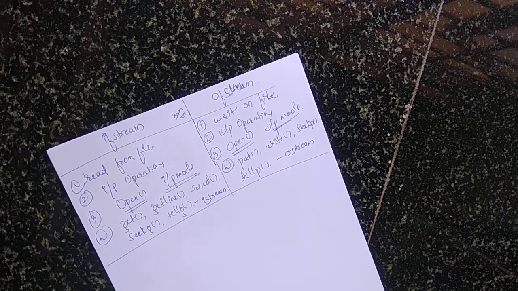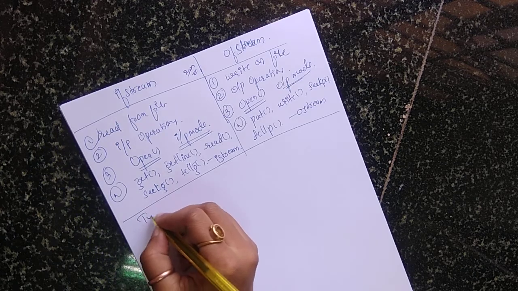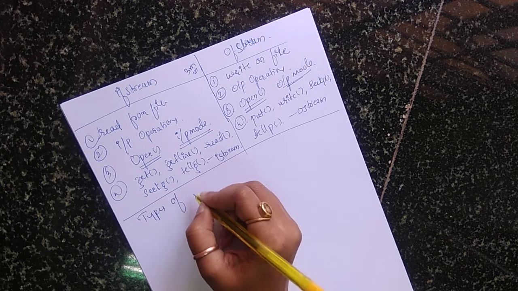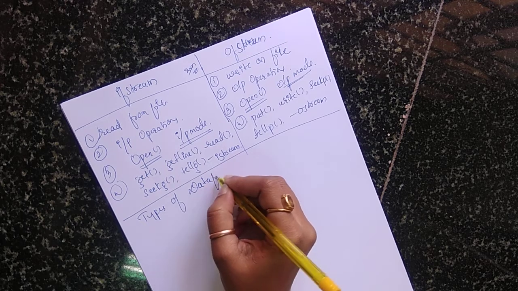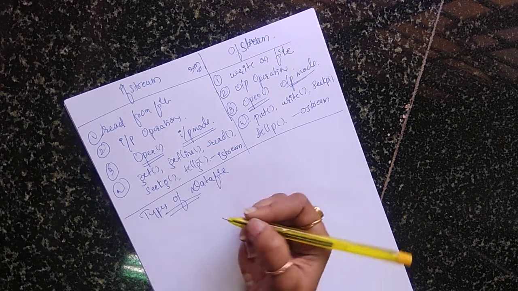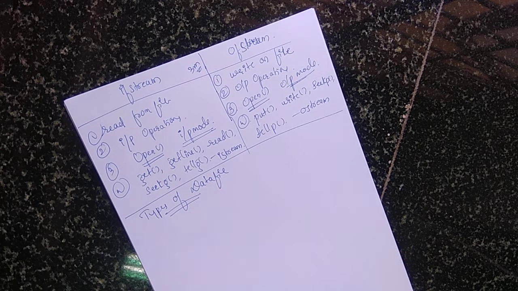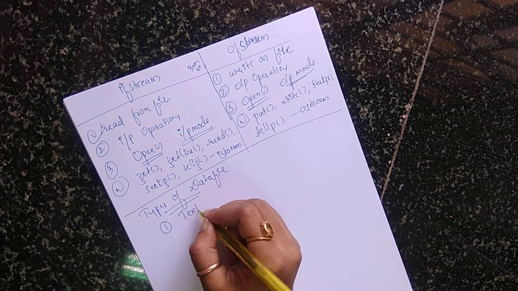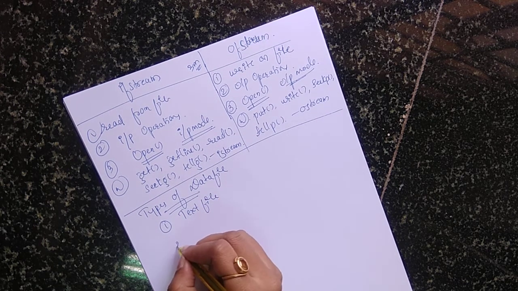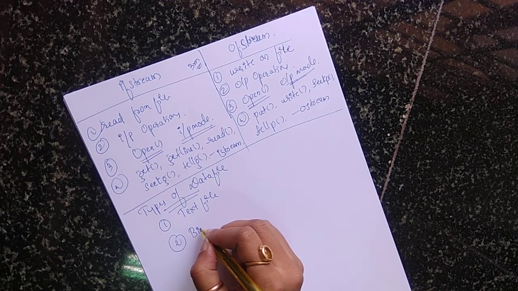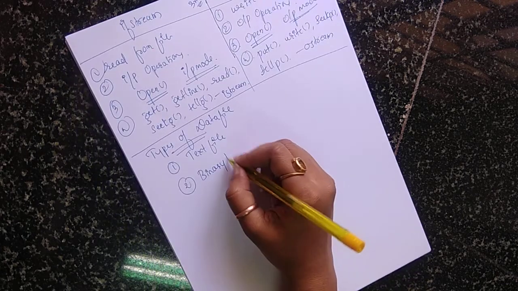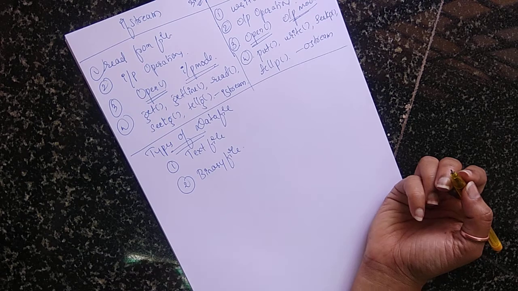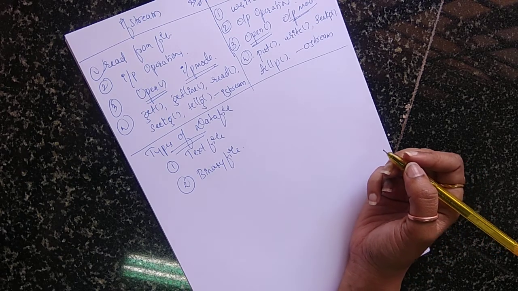Fine. So the next point we had covered in the last session is types of file, that is types of data file. Generally, based on how the data is stored or how the data is retrieved, we have 2 types of data file. The first one is text file and the second one is binary file.